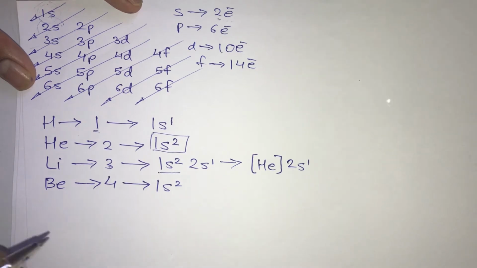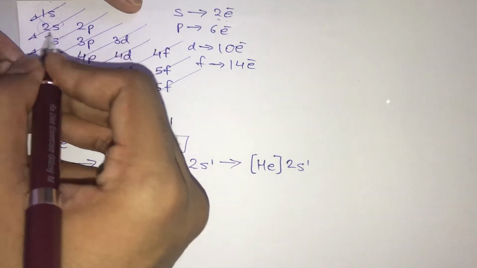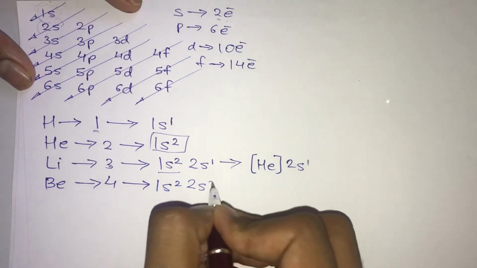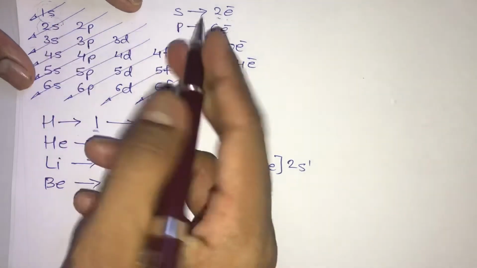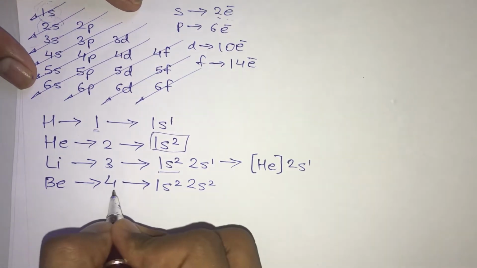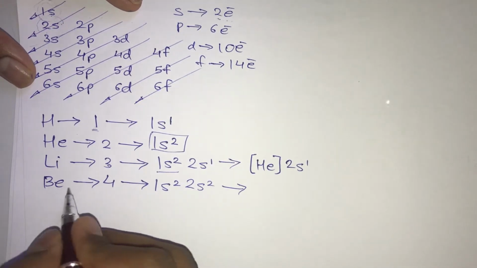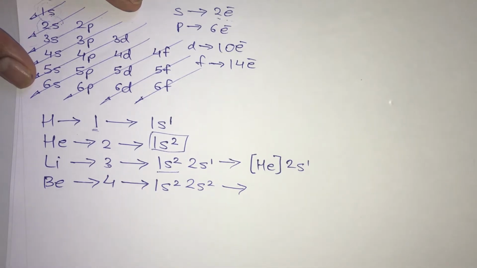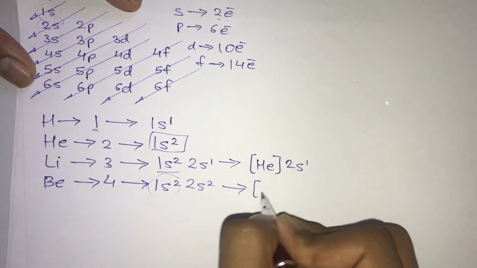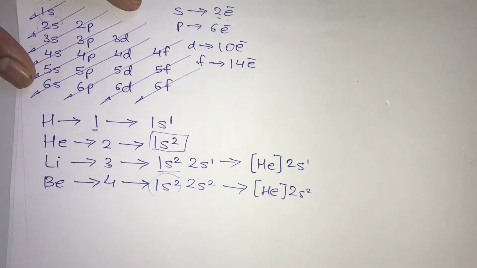So where do these 2 electrons go now? These 2 electrons will go to the second diagonal. In the second diagonal there is 2s present. Am I right? So this 2s is going to take the next 2 electrons, and as we all know this 2s can take a maximum of 2 electrons. Now if you add 2 plus 2, it is obviously going to give you 4 electrons. So the electronic configuration of beryllium is 1s2 2s2, and if you want to write it in the condensed form, then you have to substitute this 1s2 as helium. So this is the condensed form of beryllium.